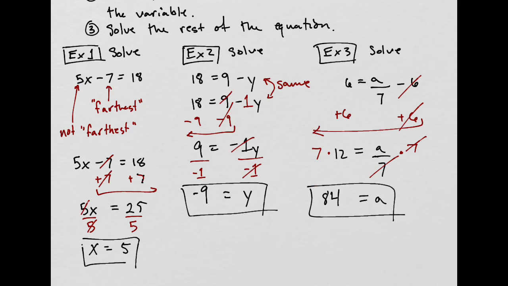And you can plug that in if you wanted to. 84 divided by 7 is 12. 12 minus 6 is 6. So that works out.